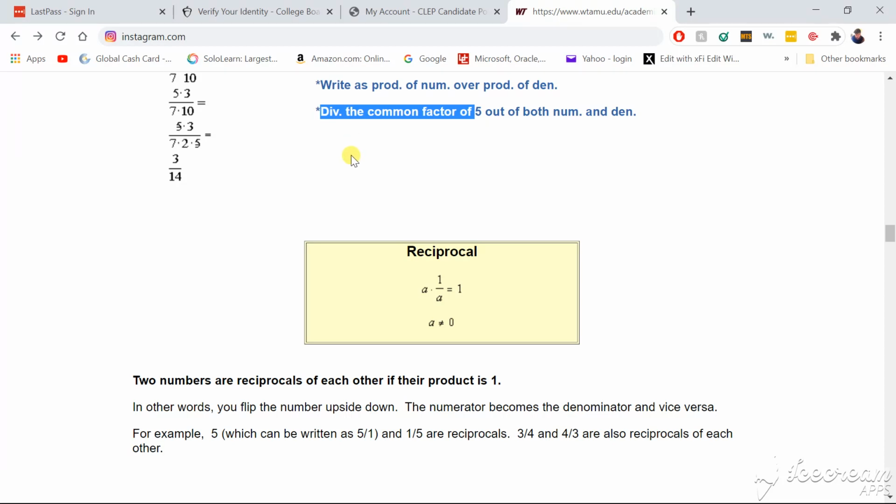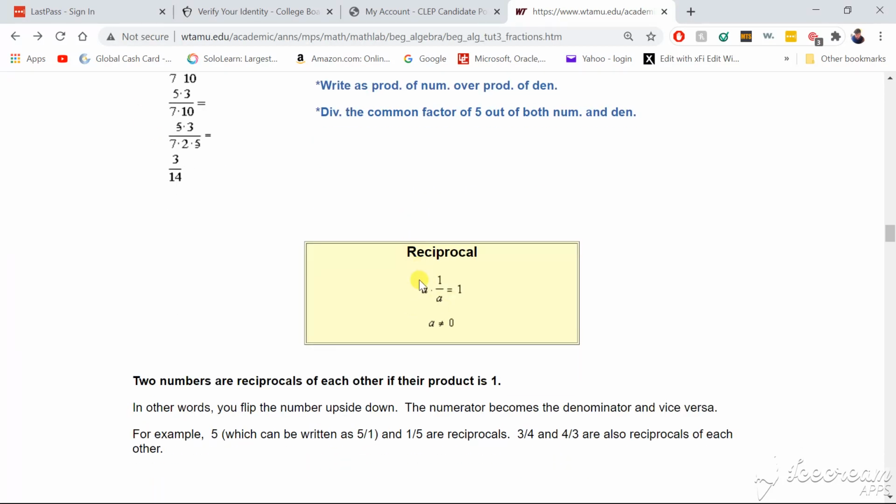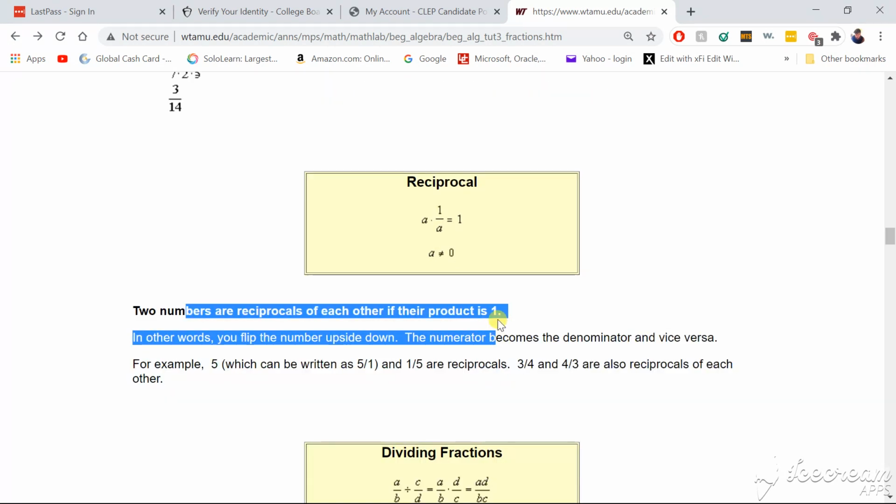Memorize the steps. Reciprocal. A times 1 over A equals 1, and A cannot equal 0. Whole number A times 1 over A equals 1. A cannot equal 0. Two numbers are reciprocals of each other if their product is 1.